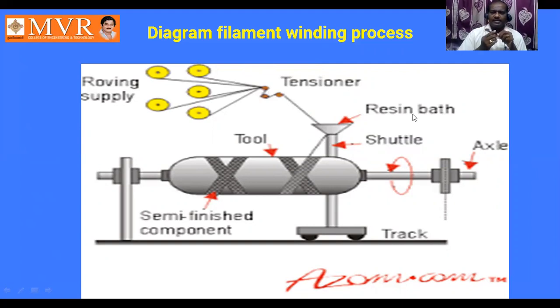Resin bath may contain pigments, colors. Pigment is also a synonym of color, and resin and a UV absorber. Here a cylinder is already positioned such that the cylinder rotates with the help of the axle, and this is the track. That means while it is making rotations, it is going to be bounded on this one.